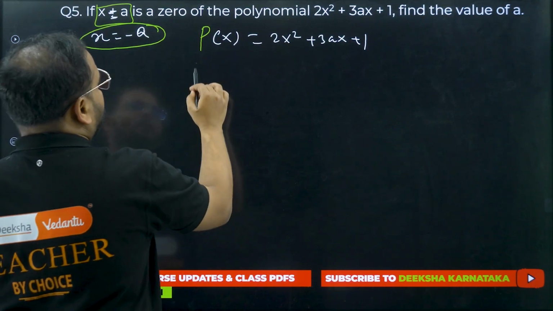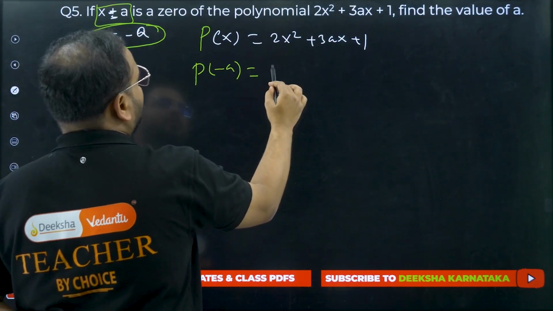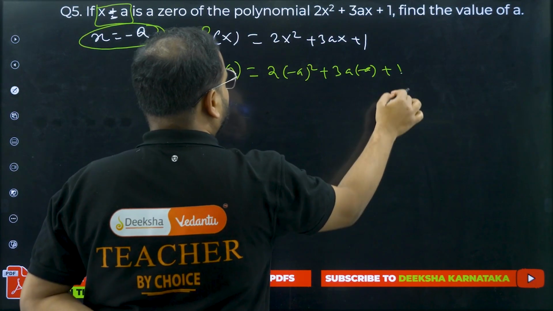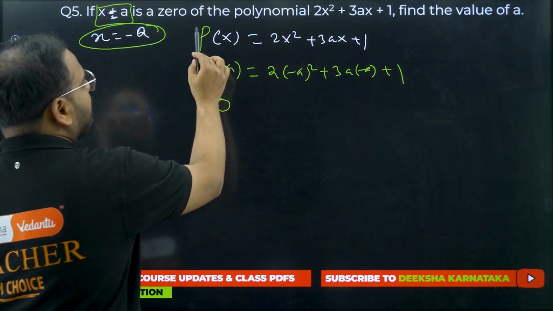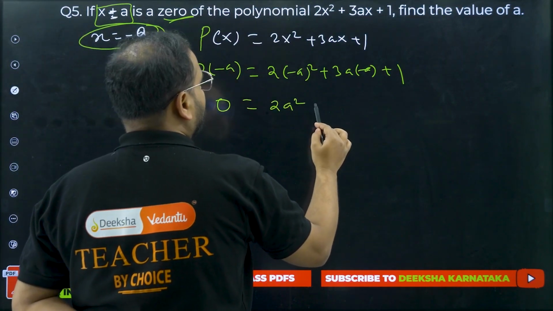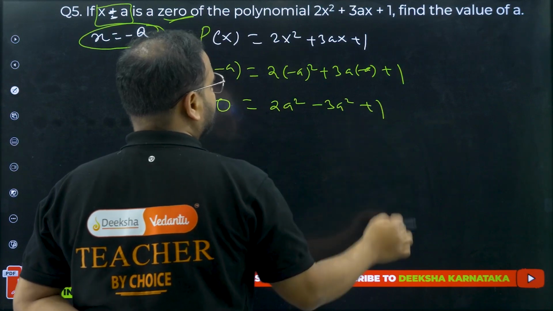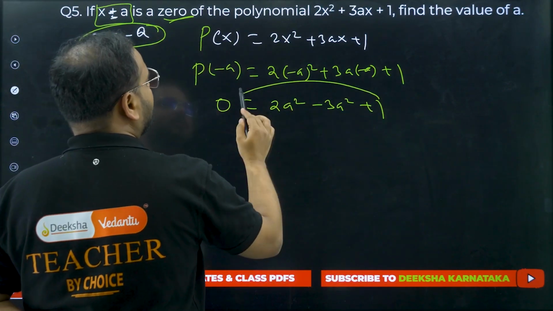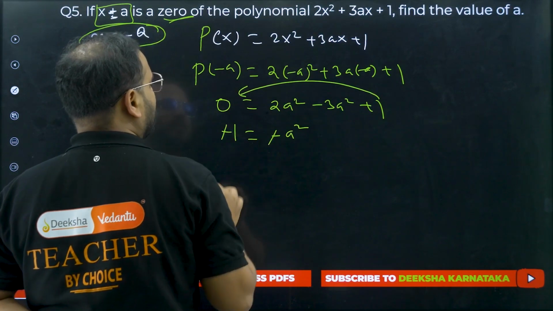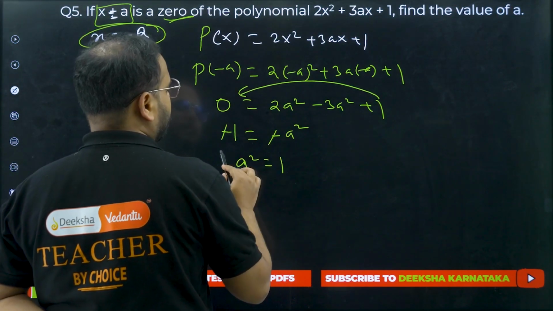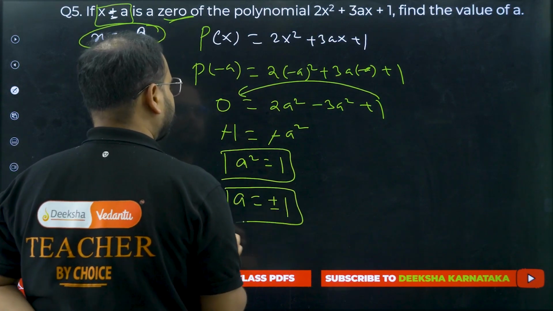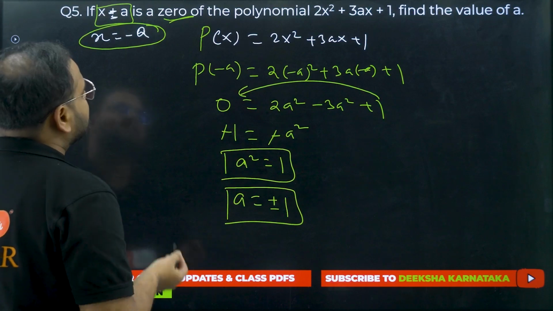Okay. Put it here. p of minus a. How much is that? 2 times of minus a whole square plus 3a times minus a plus 1. Yes. How much is this? 0, no? It's a 0. It means what? It will be 0 over here. What am I going to get? 2a square minus 3a square plus 1. Okay. How much is this? Bring this over here. Minus 1 equals to minus a square. Cancel this. How much am I going to get? a square equals to 1. Okay. It means my values for a is what? Plus minus 1.